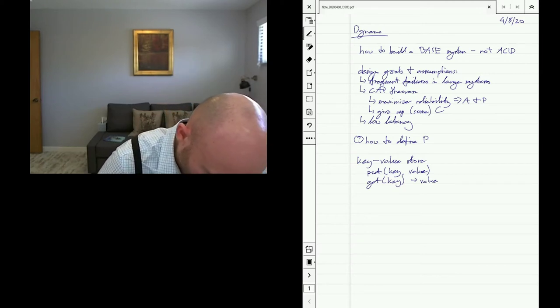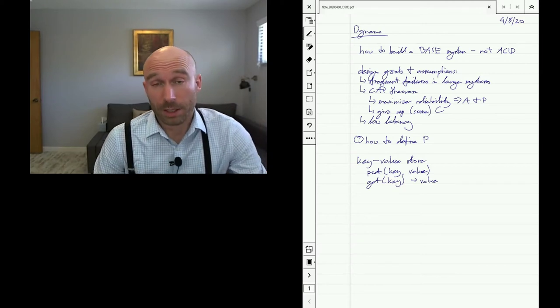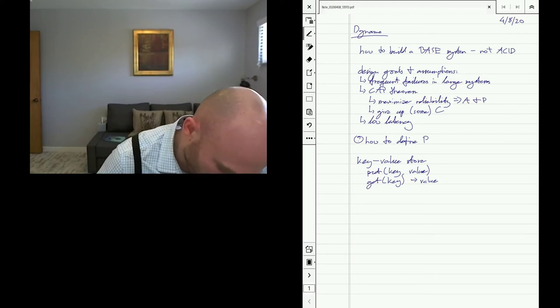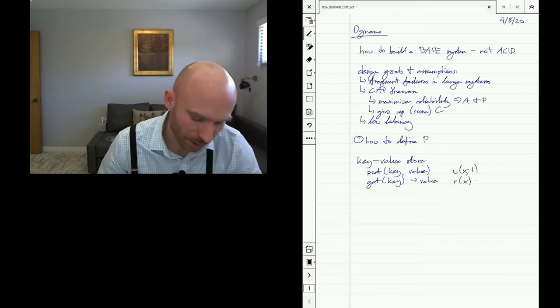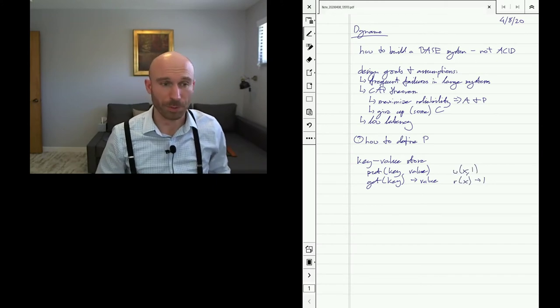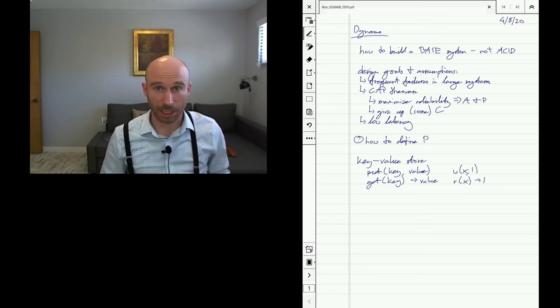In terms of the kind of transactions we've been talking about, you would do something like put, or write x with a value of 1, and then read x, and you would get the value of 1. So it's really not that different from what we've talked about in the past in terms of the types of operations that transactions perform.